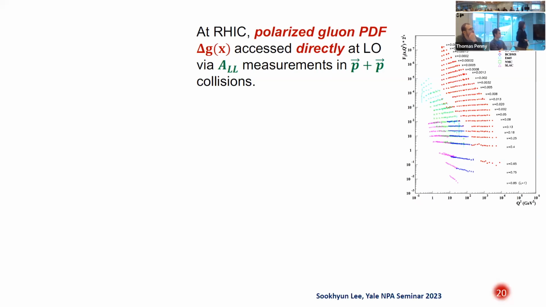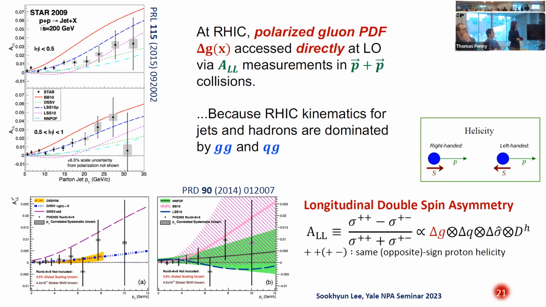And the reason why we're more sensitive directly to delta G is because the kinematics for jet and hadron production are dominated by gluon-gluon or quark-gluon parton scattering. So you can access this information by measuring the longitudinal double spin asymmetry. This asymmetry is defined in such a way that it's proportional to the production rate for like-sign versus opposite-sign proton helicities. So both protons are longitudinally polarized, and we measure the production asymmetry.